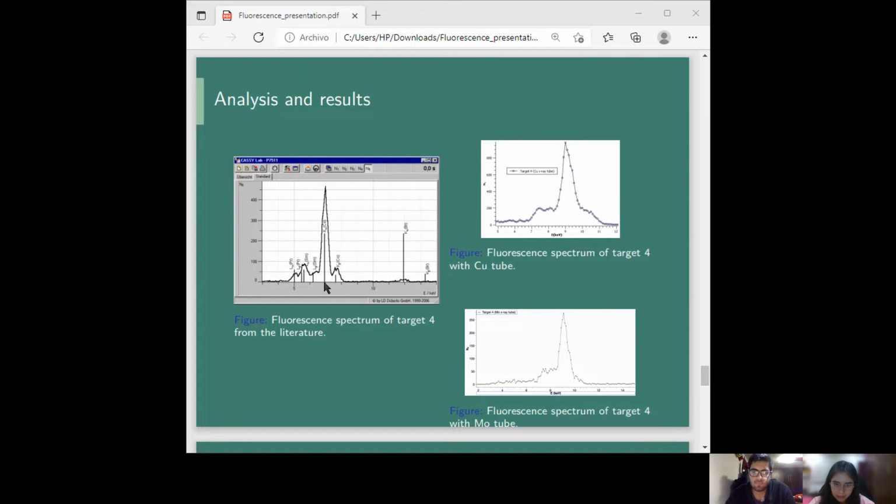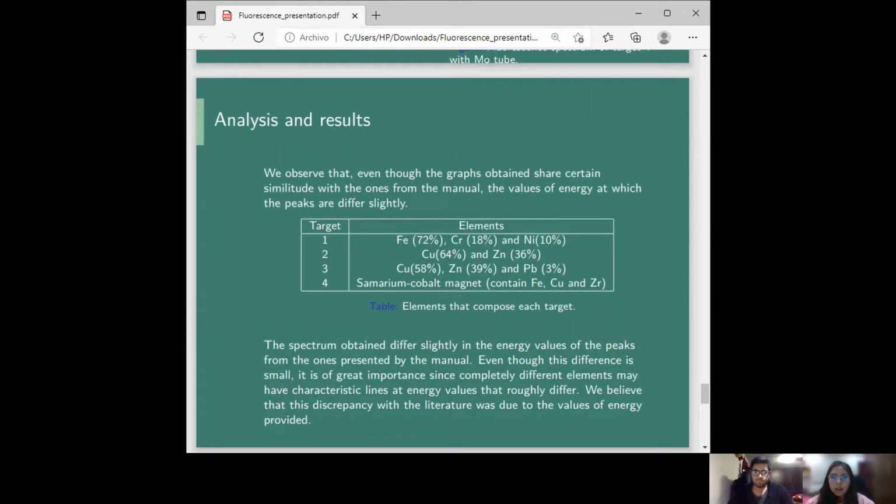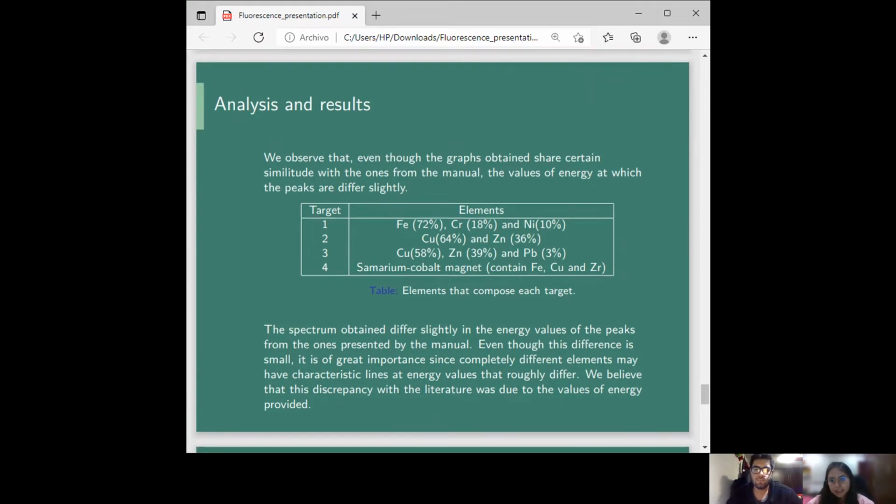Here we can see that the peak is around 6, more or less 7 kiloelectronvolts, while our peak is around 9 kiloelectronvolts. So we observed that even though the graphs obtained share certain similarity with the ones from the literature, the values of energy at which the peaks are differ slightly. We know that the targets were made of different alloys. Here in this table, we present the different mixtures of elements that each target had. Using the spectrum, as we said in the introduction, it is possible to obtain the elements that compose each target.